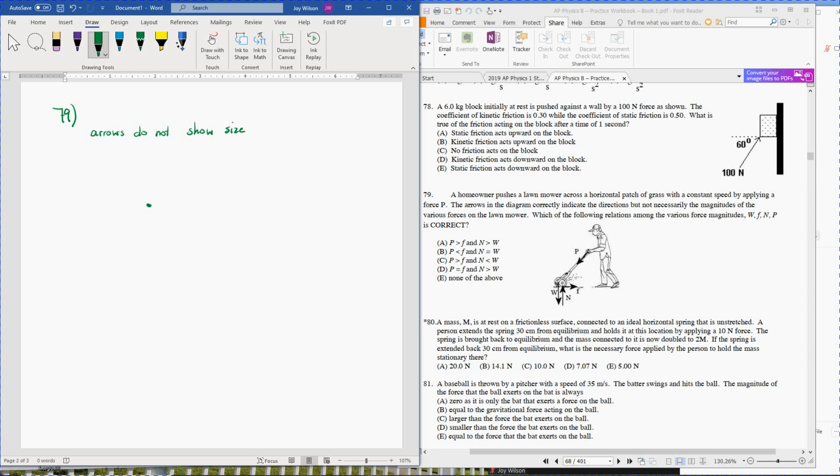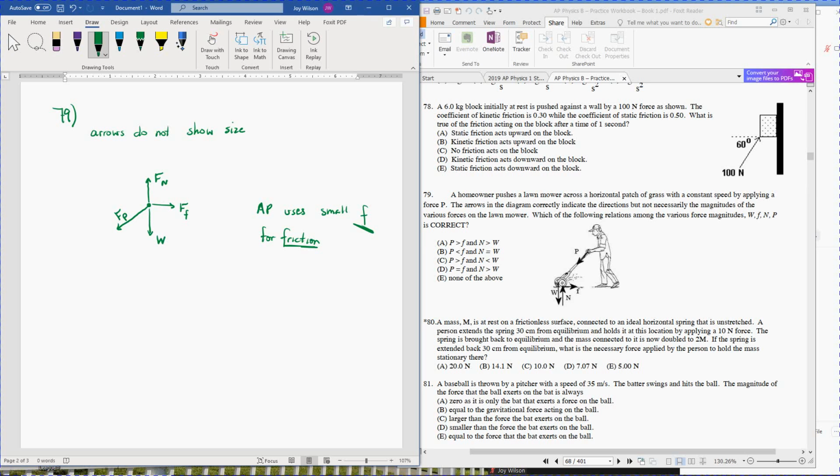Okay, so the man has, so we have forces on the thing. Here's our force P, and then we have a force friction. AP uses small f for friction. So they're going to use little f everywhere they're going to have friction in a problem. We have a normal force up, and we have the weight down.